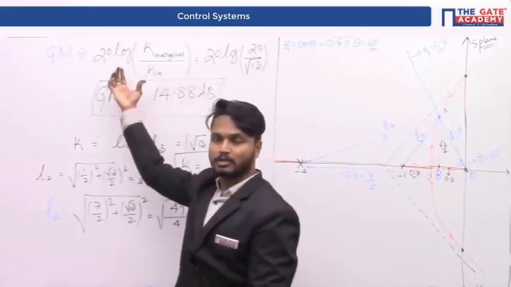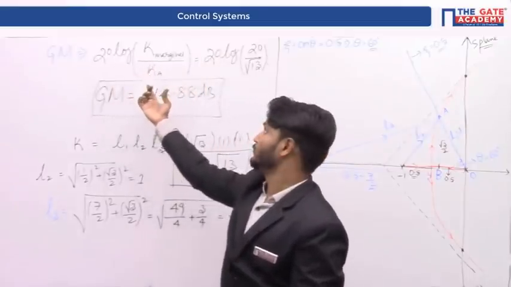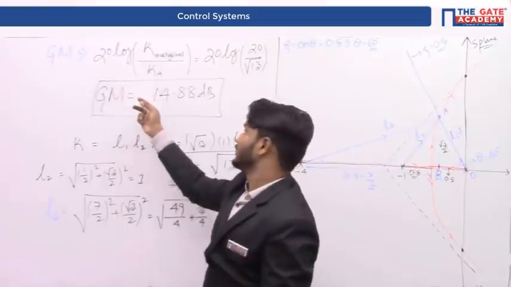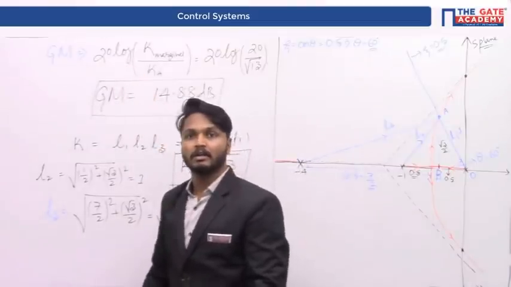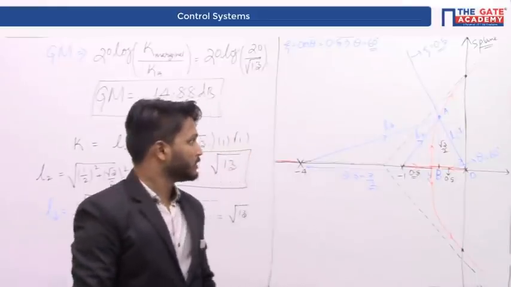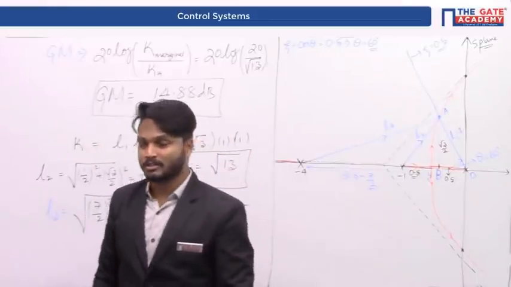Therefore, if you find out the ratio, you will get the gain margin. So, if you find out the value in decibels, you will get gain margin in decibels. That is 14.88 decibels. That's all with this question. And let us move to the next question.